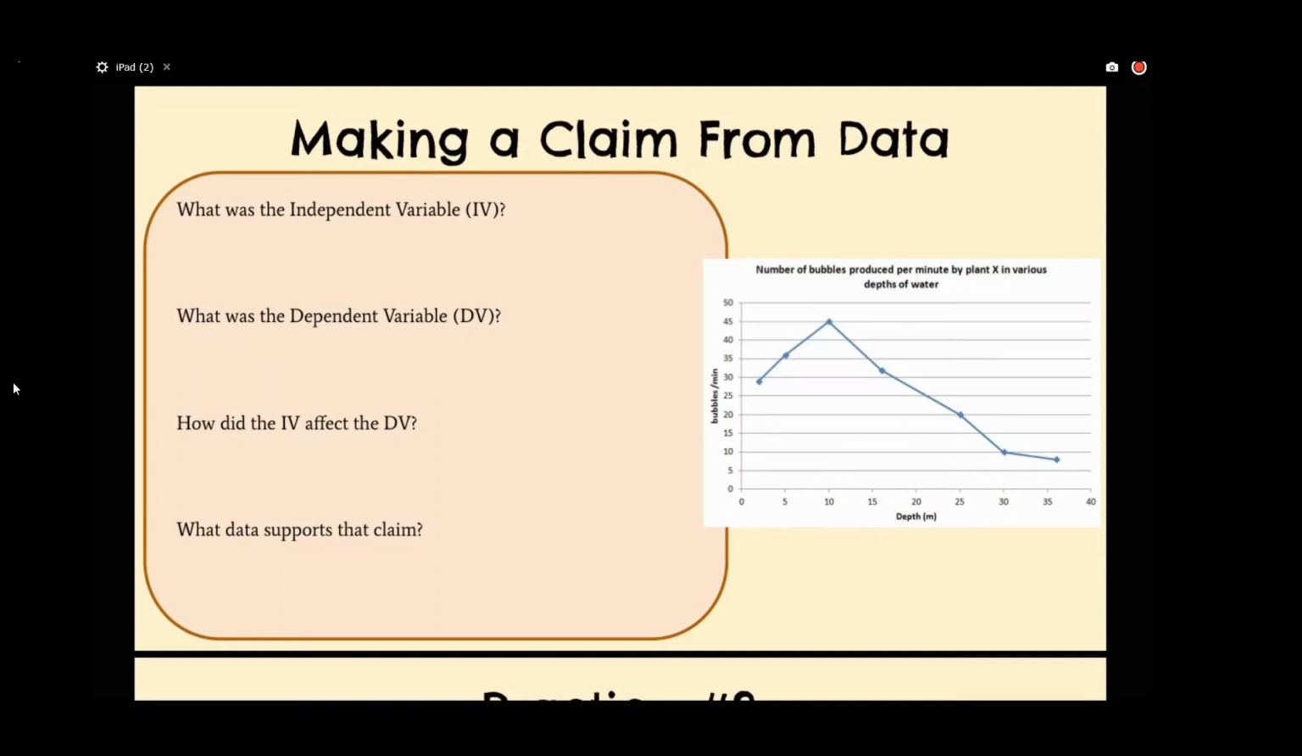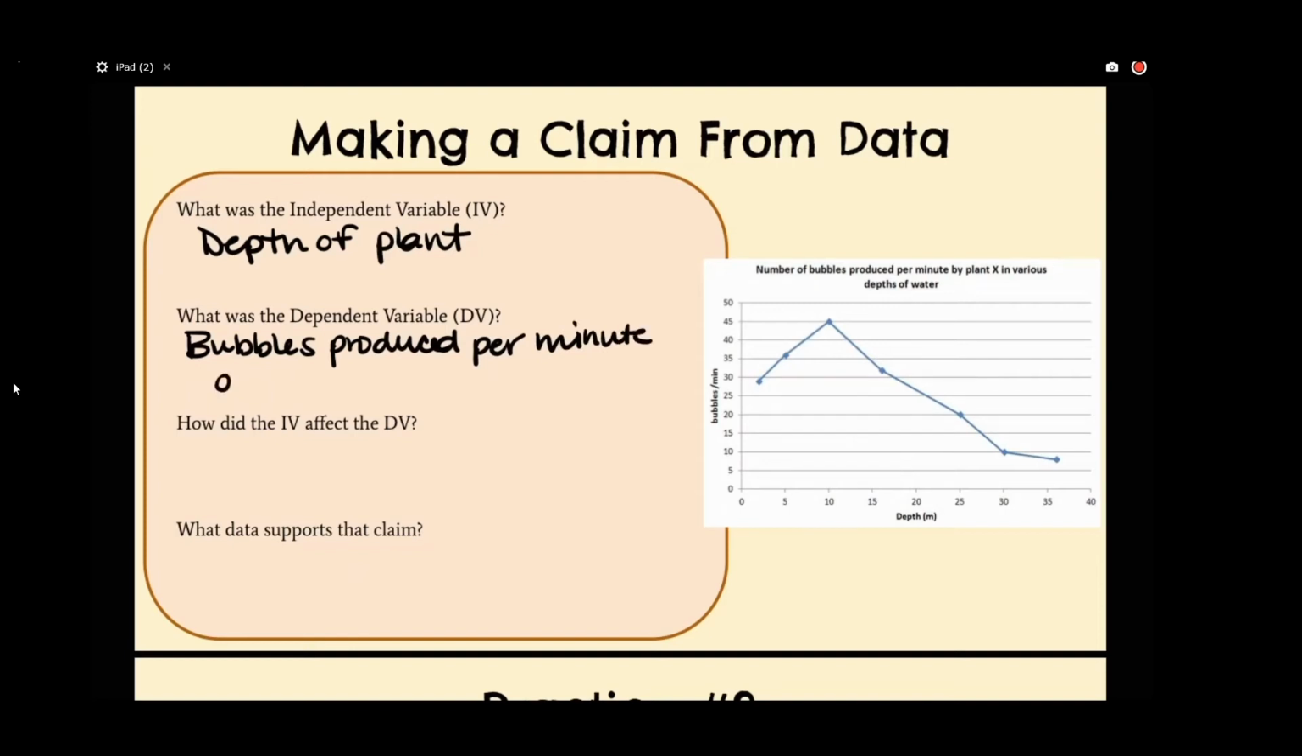So for the independent variable, they changed the different depths the plants were at. So, depth of the plant. And then it looks like they were measuring the bubbles of oxygen produced per minute. Okay, so how did the IV affect the DV? Let's go back to our formula. As the depth either increased or decreased, the amount of bubbles produced either increased or decreased.